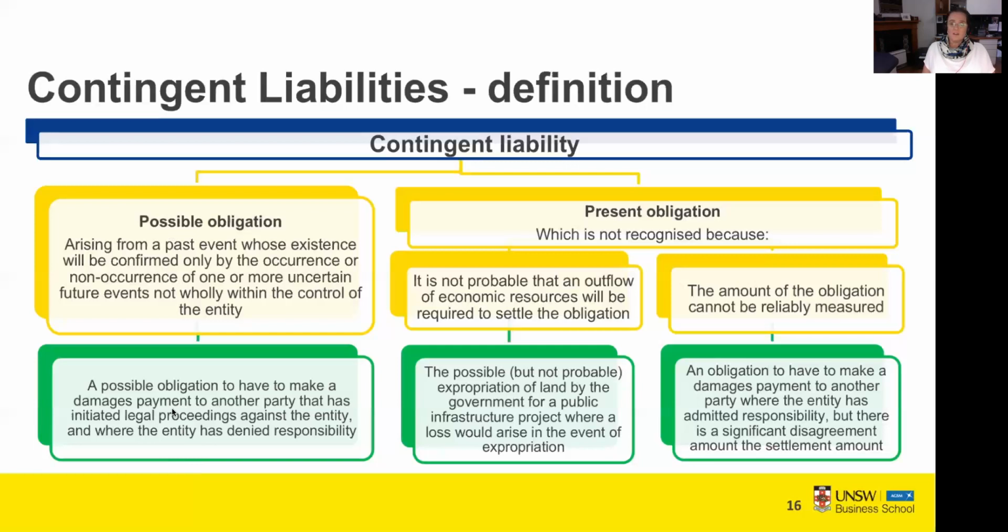The judge is either going to decide that we were responsible, in which case we do have a present obligation, or the judge is going to decide that we were not responsible and therefore there is no present obligation. The decision that the judge makes is outside of our control. So that's the first example of where we could have what's called a contingent liability.